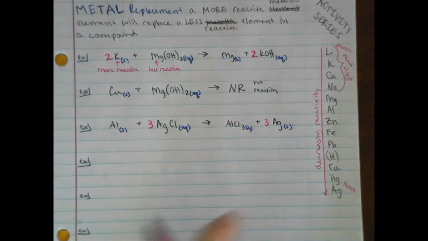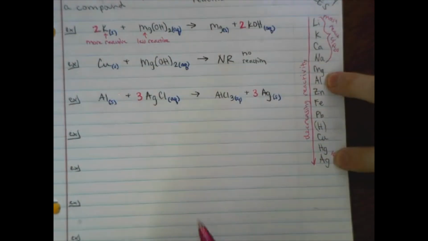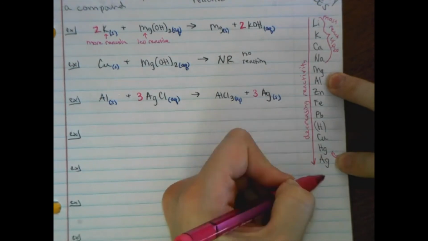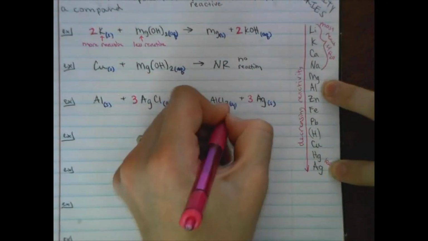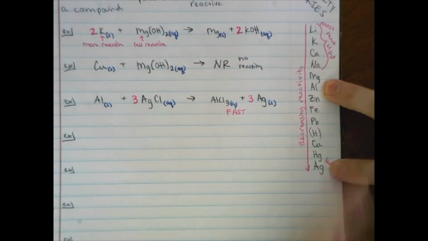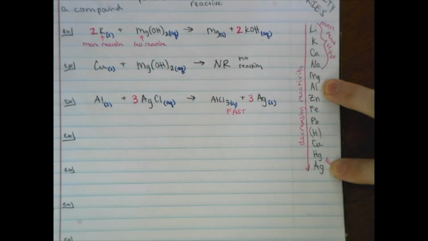Okay, now because aluminum and silver are separated by quite a few elements on this activity series, this means that this reaction will happen pretty darn fast. The larger the difference in reactivity between the 2 elements at stake, the faster the reaction will happen.